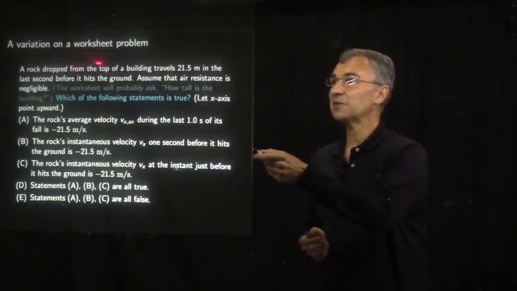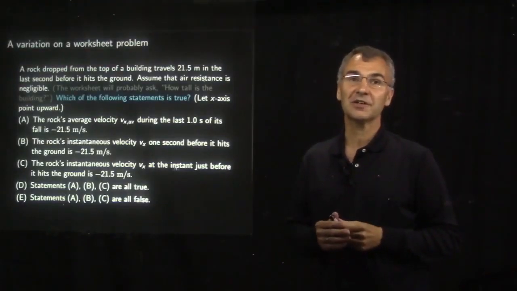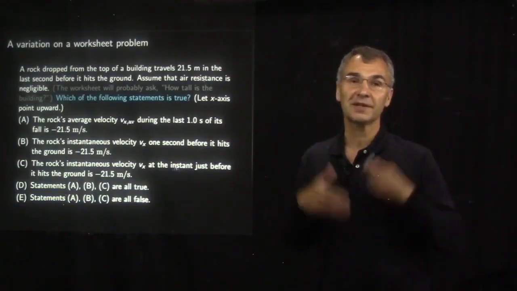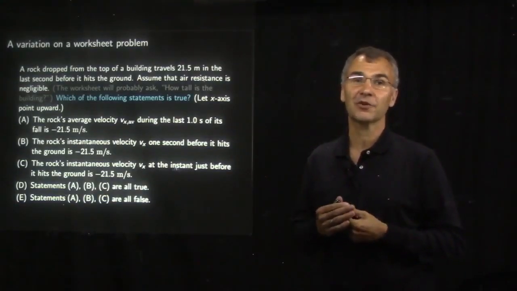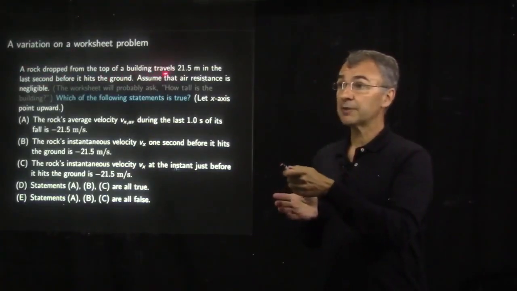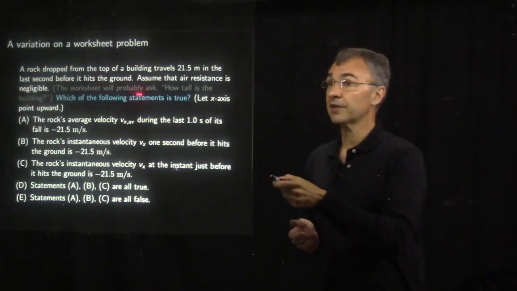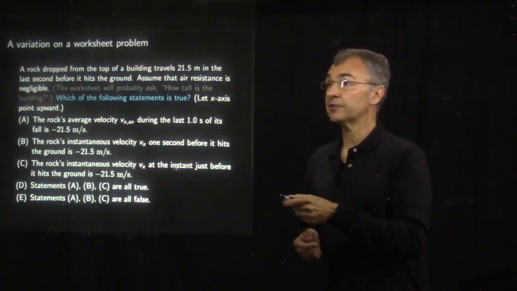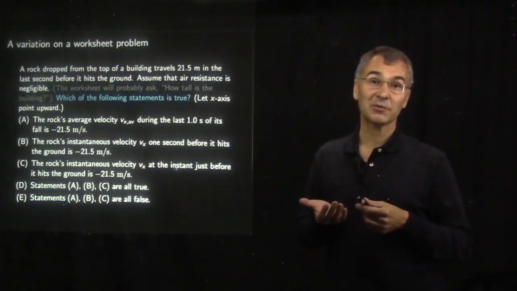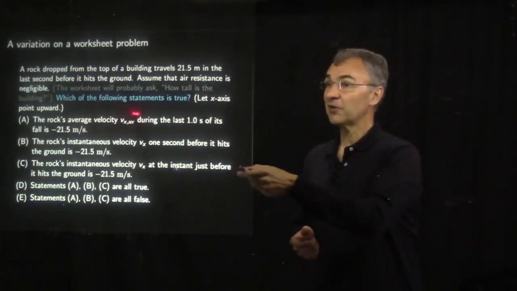I have one more thing here, which is going to be a variation on a worksheet problem that you'll work. So this might give your brain a head start at thinking about this worksheet problem that will come up. A rock dropped from the top of the building travels 21.5 meters in the last second before it hits the ground. Assume that air resistance is negligible. By the way, the worksheet might ask something like how tall is the building, but let's go step by step. Which of the following statements is true?